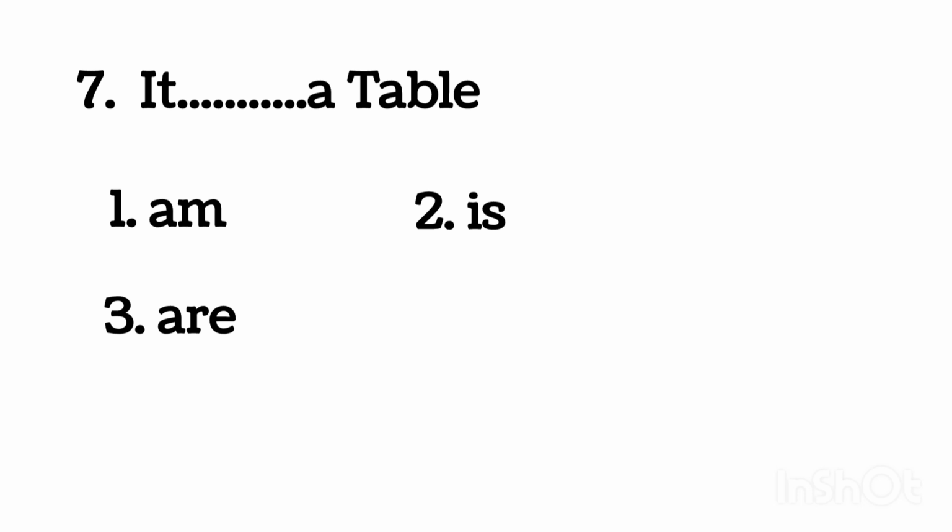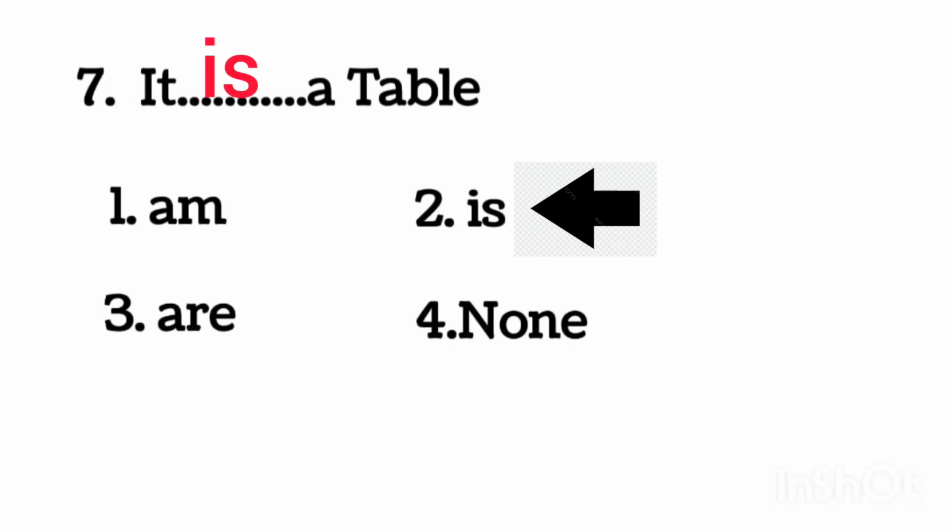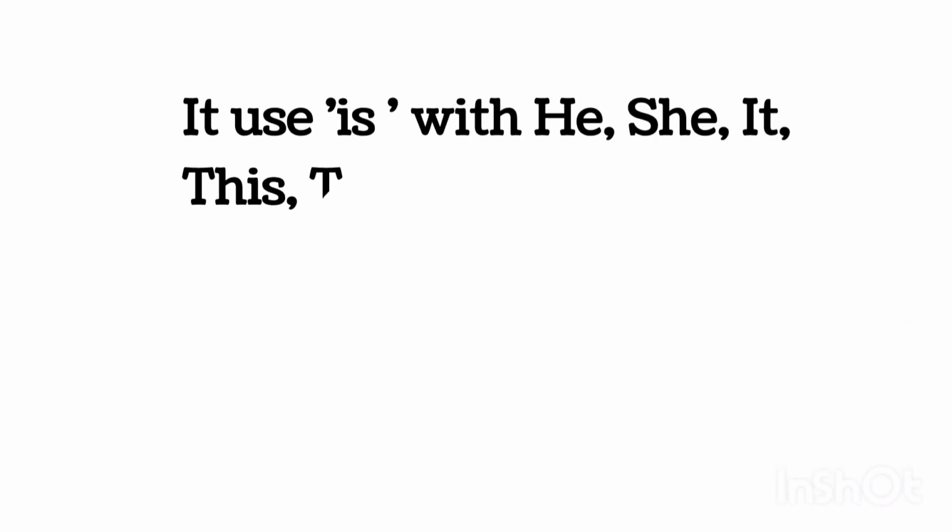It dash a table. Am, is, or none. It is a table. We use is with he, she, it, this, that, Raju.